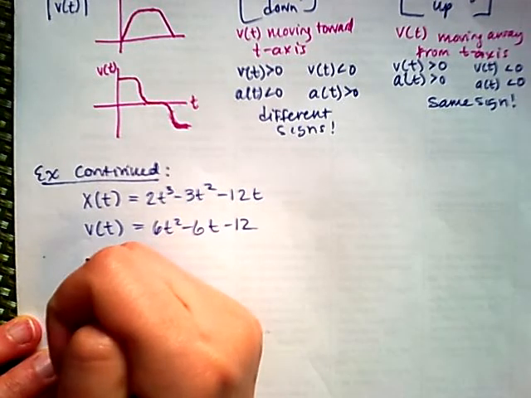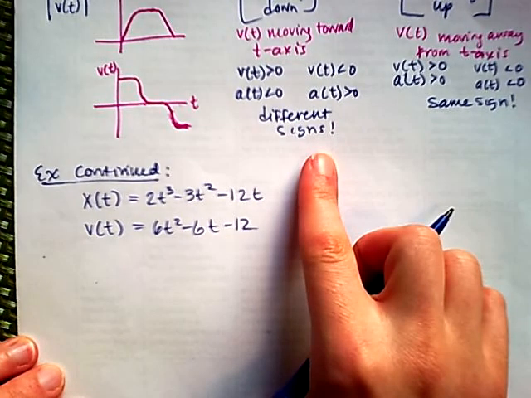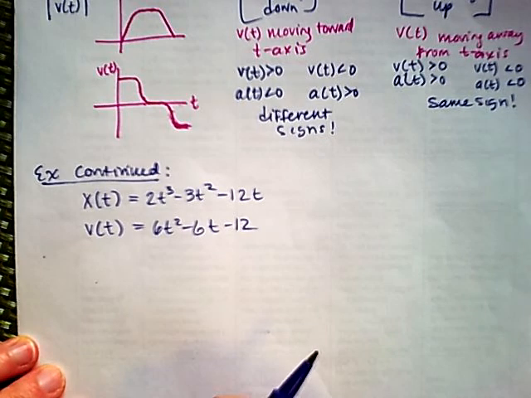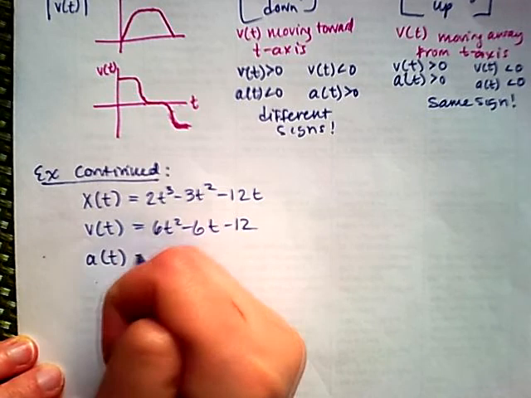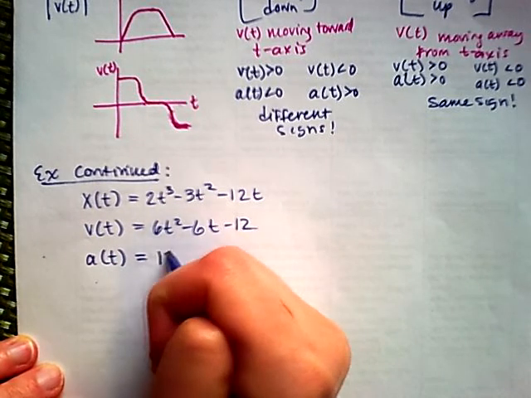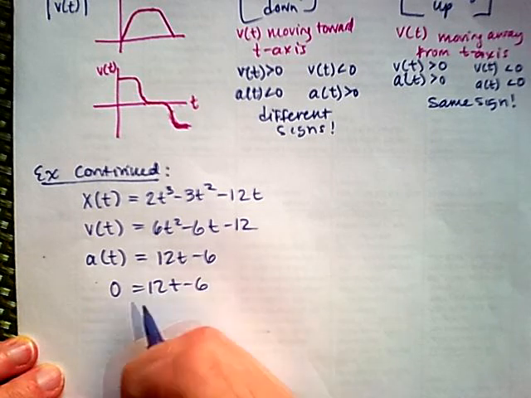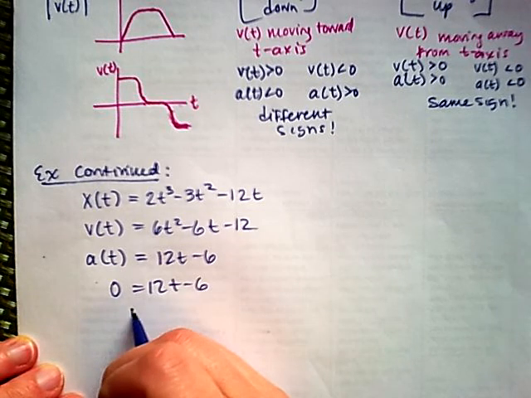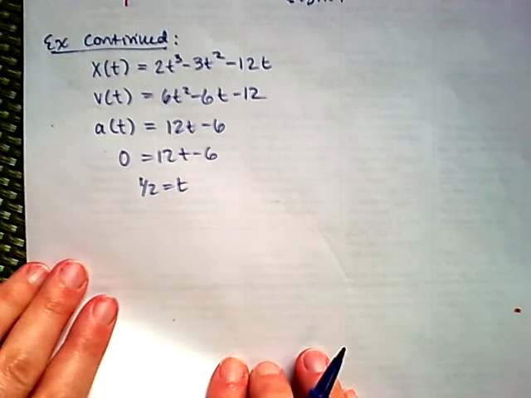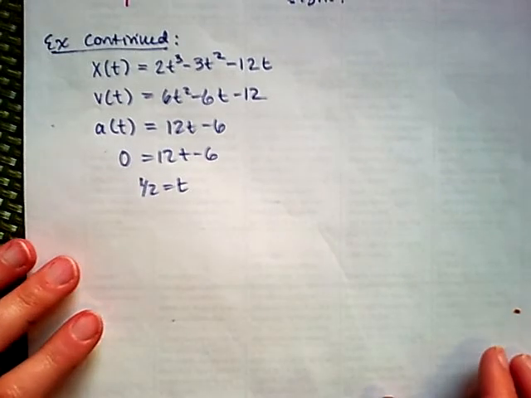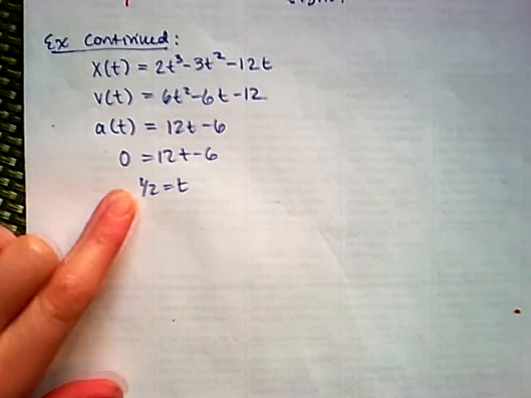So now, the idea of knowing if the signs are the same or different for a of t and v of t is that I'd actually need to find a of t and do the second derivative test, essentially. So if I take the second derivative, I get 12t minus 6. I set that equal to 0. I'm going to add 6 over, divide by 12. I get 1/2 for t.